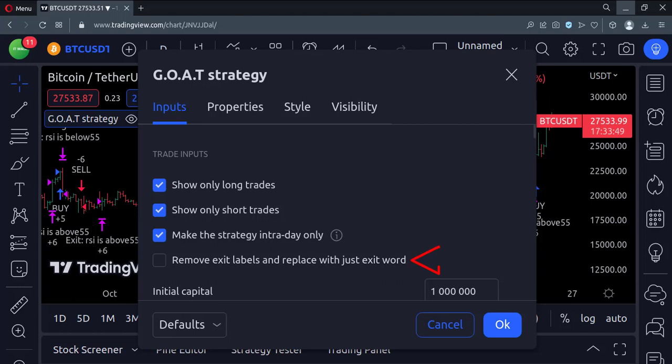Okay. Then there is this Remove Exit Labels and Replace with Just Exit Word option. We will see this one later. Let's move on to more important things.